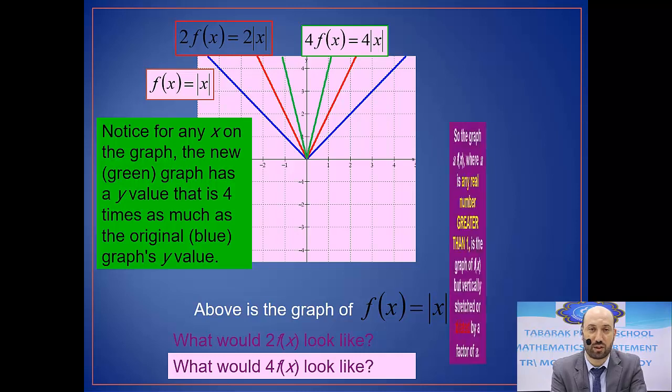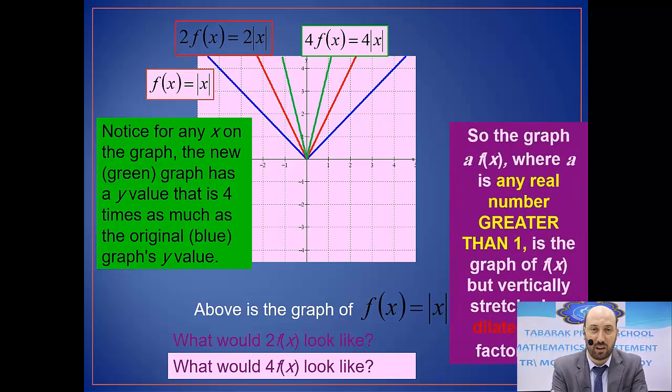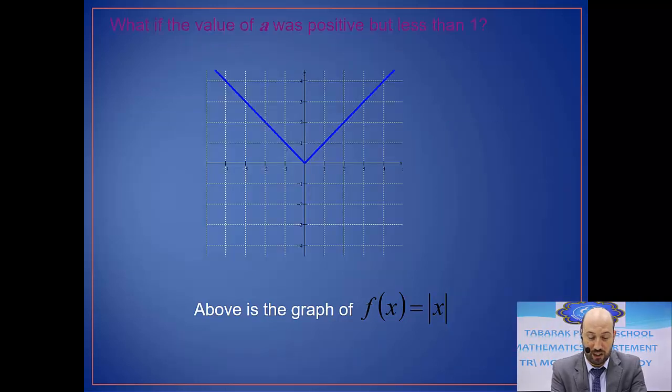So the graph of a·f(x), where a is any real number greater than 1, is the graph of f(x) but vertically stretched or dilated by a factor of a. What if the value of a was positive but less than 1? A fraction smaller than 1, like half f(x).